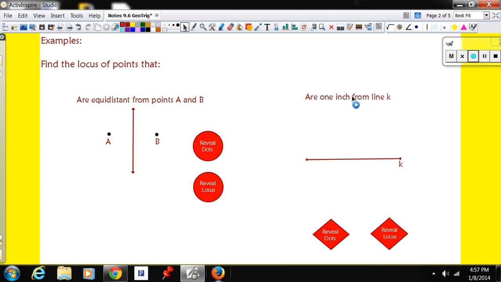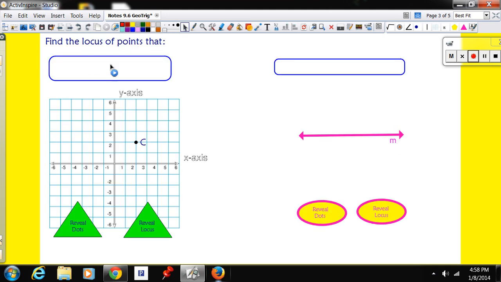Find the locus of points that are 1 inch from K. I want to know where all the points are that are 1 inch away from K. Well, you could have 1 inch above, and you could have 1 inch below. So this locus of points would actually be two parallel lines to K, a parallel line on top and a parallel line on the bottom.